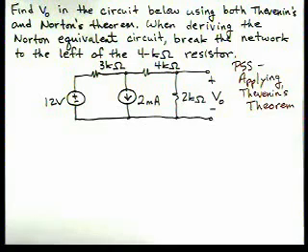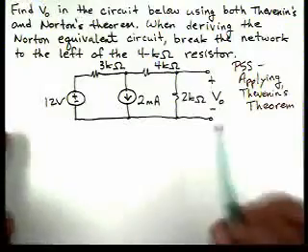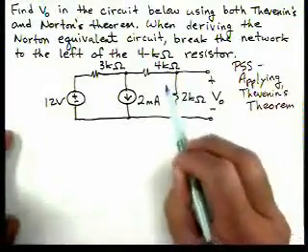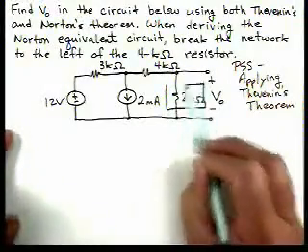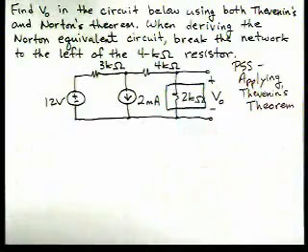Okay, in this problem, we're asked to find V0 in the circuit below using both Thevenin's and Norton's theorem. And when deriving a Norton equivalent circuit, we're going to break the network to the left of the 4K resistor. So first, we're going to utilize our problem-solving strategies for applying Thevenin's theorem. What we'll do is identify our load here and remove that from the circuit.